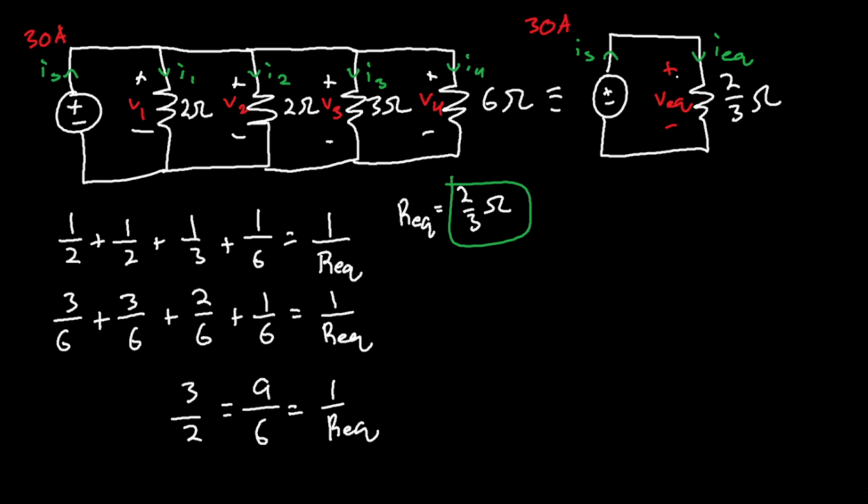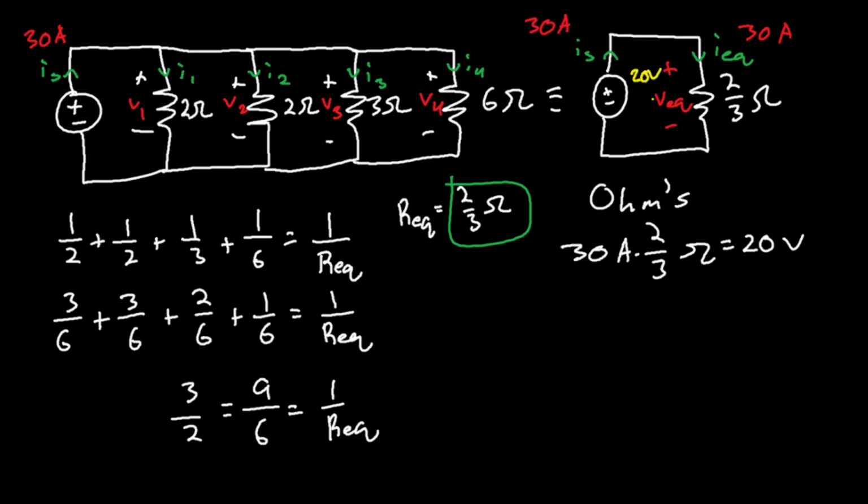Well, now that we have that, that means that IEQ is equal to 30 amps. So if we use just plain old Ohm's law, 30 amps times 2 over 3 ohms is equal to 20 volts. So VEQ is equal to 20 volts. Now remember, every single voltage across resistors in parallel is equal to the same thing. So everything here is 20 volts.